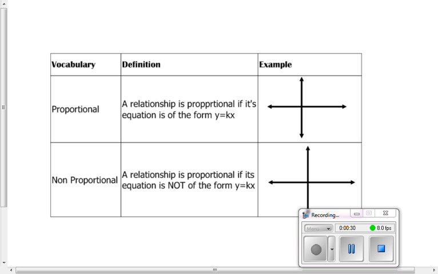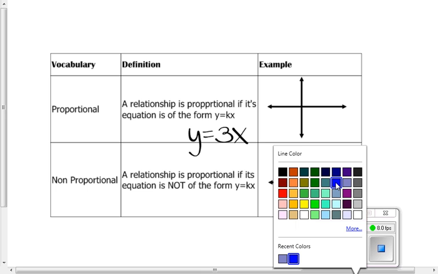proportional and non-proportional. A relationship is proportional if its equation is in the form of y equals kx. So if I have something like y equals 3x, then it's proportional. Okay? If we look at it visually on a graph, we're going to look at something that looks like this.